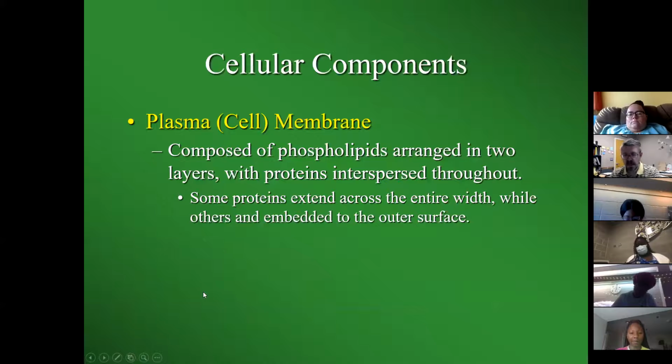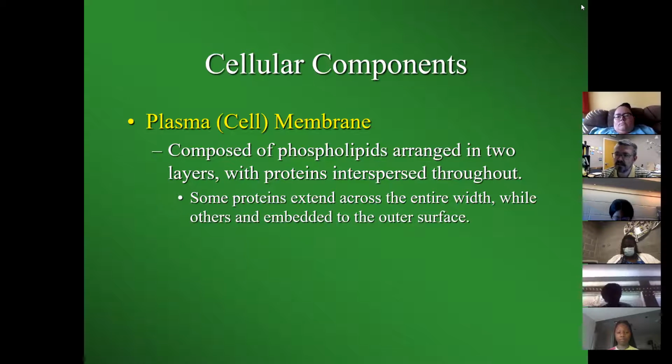Okay, now the cellular components, let's move inwards. So if you notice what we're doing, we're starting at the outer section and we're moving inward. Plasma membrane, or sometimes called cell membrane. By the way, does anybody know why it's called plasma membrane and not just cell membrane? Why do we use the term plasma? Anybody know? I love science history.